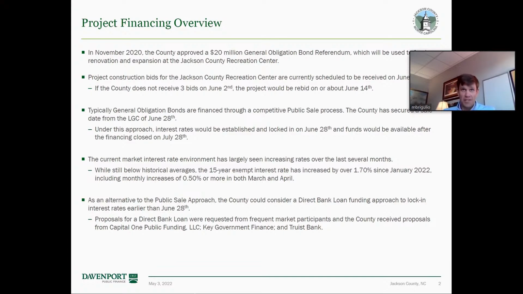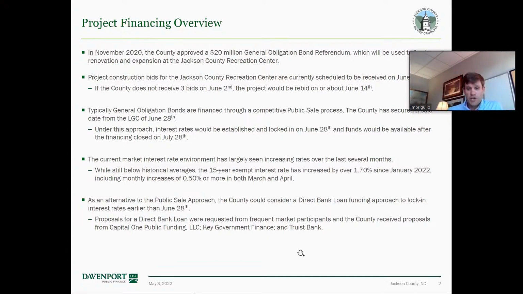Through that process, we identified that several banks would be interested, and then we formally requested term sheets from those banks. Summarized here are the 3 term sheets that we had right before the meeting: Capital One, Key Government Finance, and Truist Bank. And like Don said, Webster Bank submitted a proposal right before the meeting started.